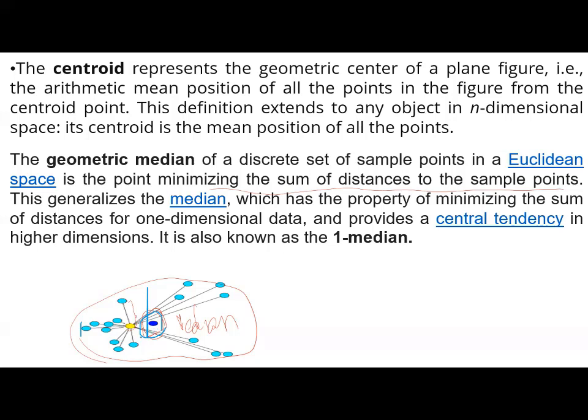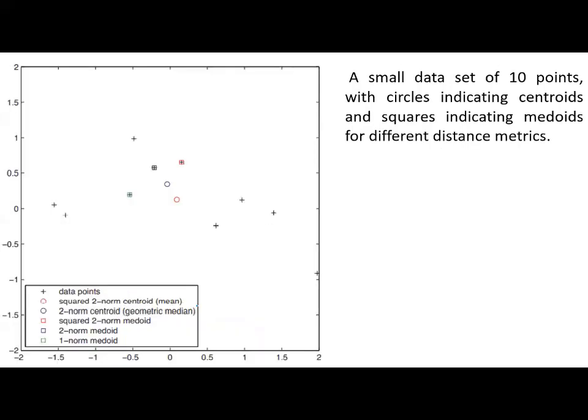Now a medoid can also be used, but in general a medoid is applied where a geometric median is not possible, but still it can be placed. Let us see the difference between these medoids and the centroids. There is a graph showing data points: squared 2-norm centroid (mean), 2-norm centroid (geometric median), squared 2-norm medoid, 2-norm medoid, and 1-norm medoid.